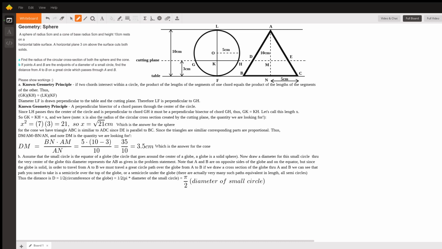So if we cut any arbitrary cross-section through the center of the globe, say perpendicular to the equator, we will see A and B on each side of the circle, and we'll see that we have to take a half circle path over the top of the globe or a half circle path under the bottom of the globe to travel from A to B, because we cannot travel through the solid. So therefore, to go from A to B, we take a semicircle over the top of the globe.